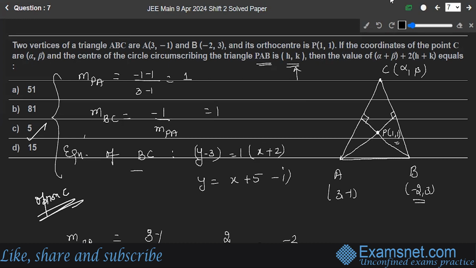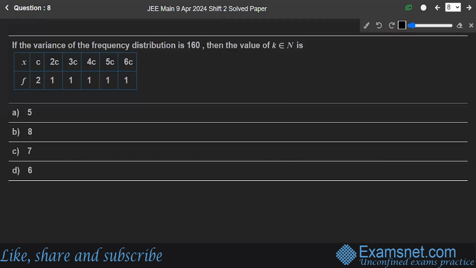Hope you got that. Let's move to the next question. Question number 8: if the variance of the frequency distribution is 160, then the value of k belonging to natural numbers is. Here in the question, you are having C, so probably this is a mistake. Here should be C itself. So this is your frequency distribution table.